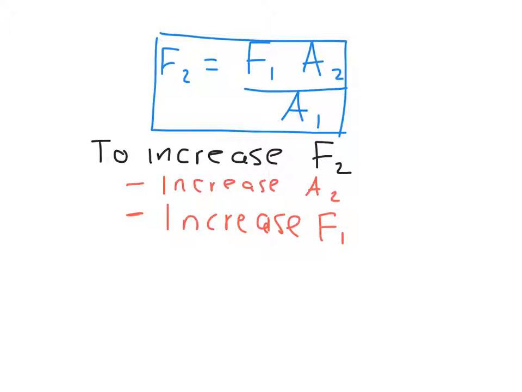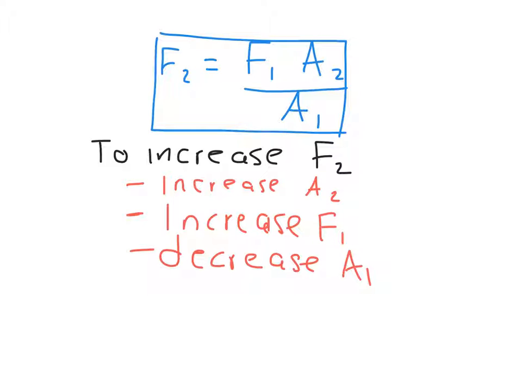Also, if you increase the force that you are applying in the first piston, you will have a higher force for the second piston. And the third option is to decrease the area 1. That is the area of the first piston, that is the smaller piston. Okay, so we have these three options to increase the force number 2. That is this, okay, to increase the area or to increase the force applied, or to decrease the area of the smaller piston, that is the one in which we are applying the force.